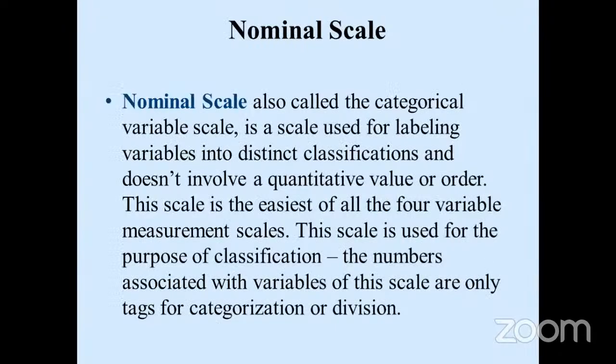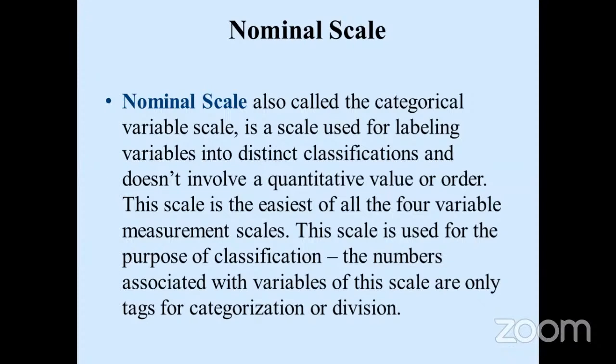Starting with the nominal scale, which is also called the categorical variable scale. It is a scale used for labeling variables into distinct classifications, and it doesn't involve any quantity value or order value. This is one of the easiest scales out of the four that we are discussing. This scale is used for the purpose of classification. One example of this is gender. In gender, we have male, female, we might have a third gender like that.